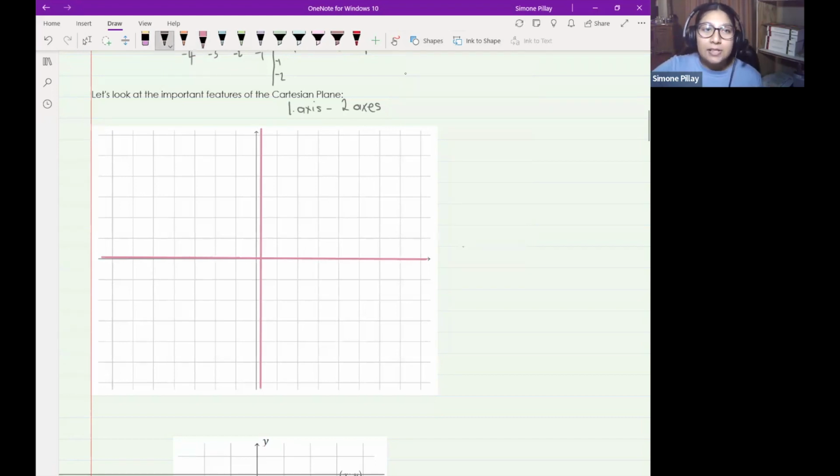We have to label each one of these axes. Like we know we have longitude and latitude, here we have to label our axes as well. When we have the horizontal axis, horizontal by the way is this one over here, the horizontal axis is what we call our x-axis, and our vertical axis.